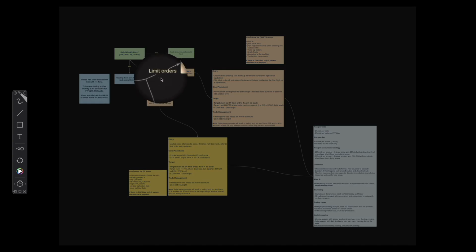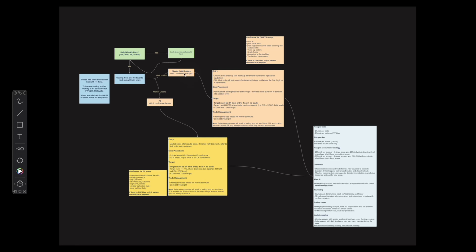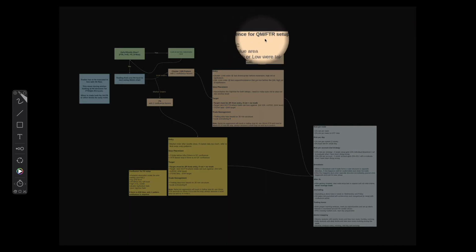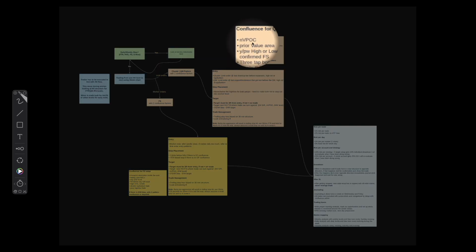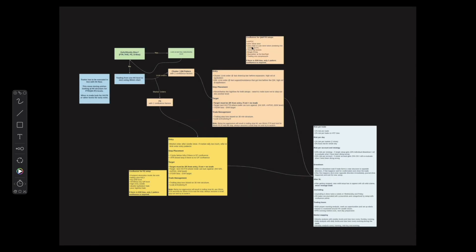There are two ways you are going to be entering the market, with a limit order or a market order. Let's go this way first. Limit order is for clusters and QM patterns, and I am required to have two confluence factors for each of these trades. The confluence factors for QM and FTR or cluster setups are naked point of control, prior value area, prior yesterday or prior week high and low being taken, entering into a basically confirmed failed swing.